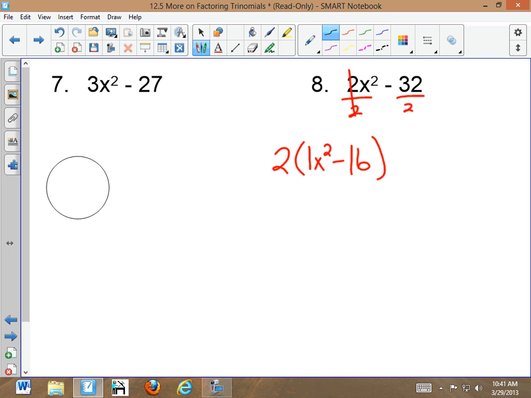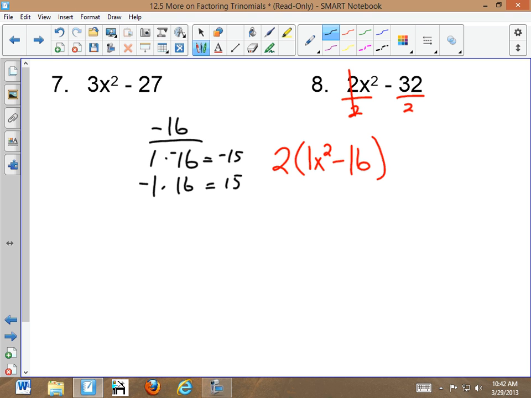So first hour, the girl came up here. She had no idea what to do. So this is what she did. 1 times negative 16, negative 1 times positive 16. This is the way, if you don't know, this is the way to do it. This equals negative 15, this equals positive 15.